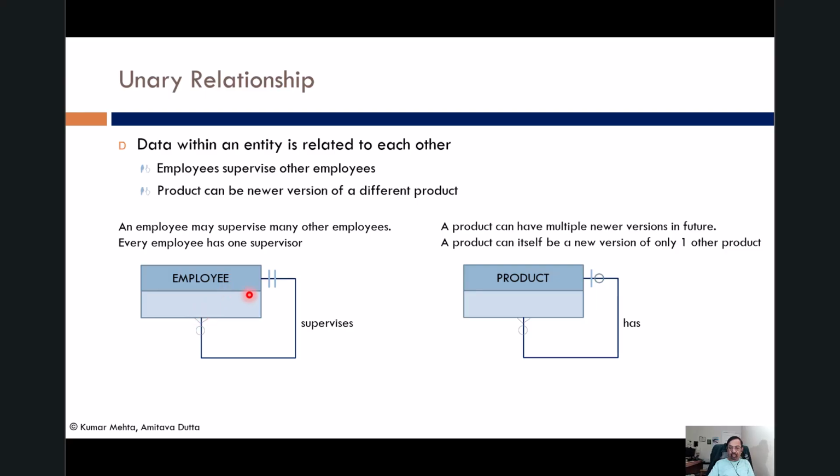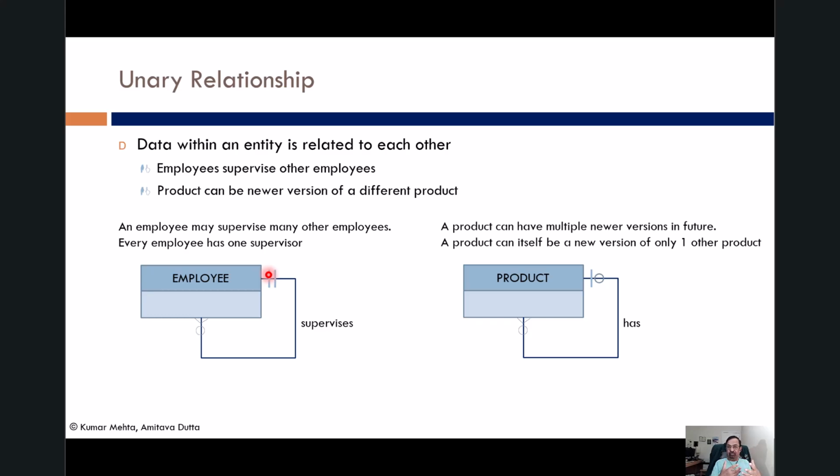So one employee supervises at least 0 and at most many employees. Going in the reverse direction, one employee is supervised by at least 1 and at most 1 employee. So this is an organization. If this picture is correct, this tells me that the organization is not a matrixed organization.